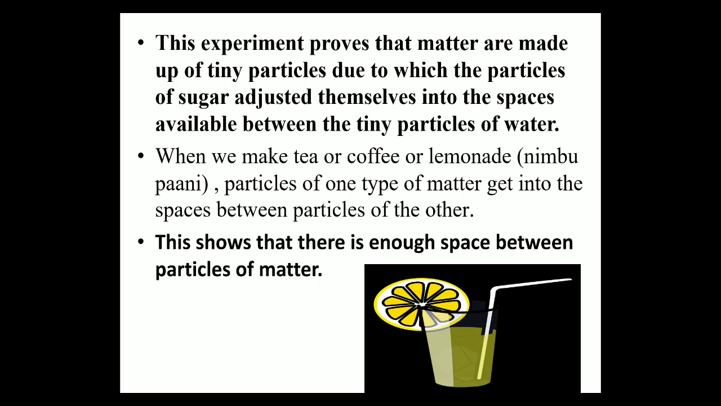Similarly, when you are making lemonade, you are adding lemon juice into water. Does lemon juice and water remain separate? No. When you are mixing, everything gets mixed up, right? And sugar also, when you are adding lemon juice, water and sugar, all three of them get mixed up properly, right? Because lemon juice, sugar and water get into the spaces of each other. That is, they are getting mixed very well. So this proves that particles of matter have space between them.